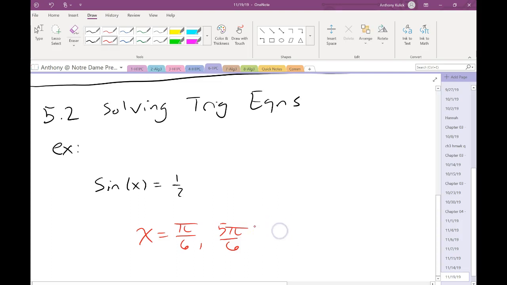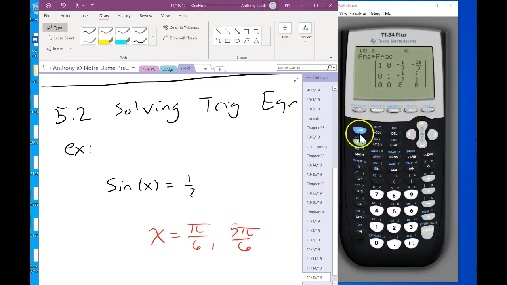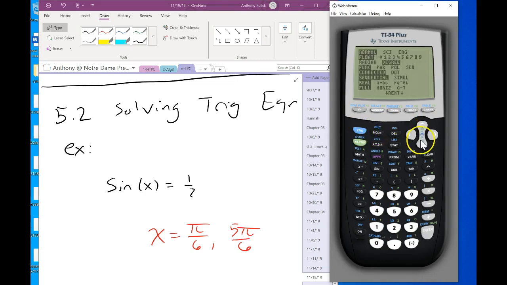Well, let's check on our calculator. If those are the only answers, I shouldn't be able to get sine of 1/2 by typing in another angle measure, right? That's what you're telling me. Check my mode real quick. So what if I did sine of 13 pi over 6? You telling me that won't give me a half? Uh-oh. So it looks like we've missed some of them.